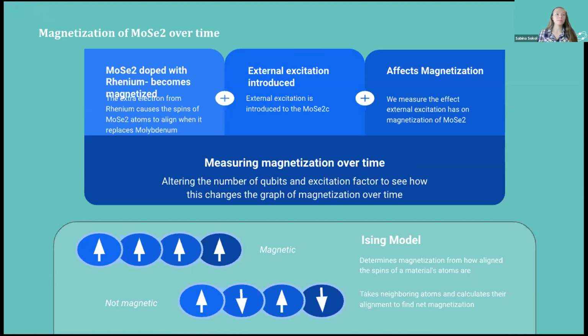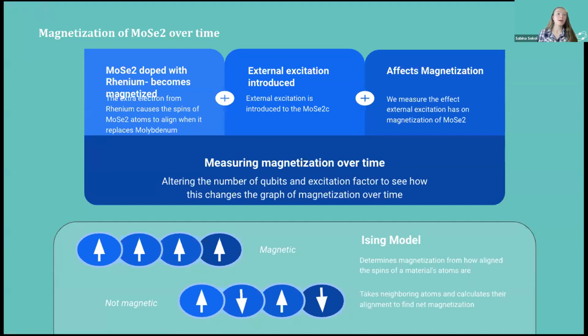of our material. So we created a Hamiltonian, or a representation of the total energy of the system, using an Ising model, which determines magnetization by taking the nearest neighbors of each atom and determining how aligned their spins are. So I'll pick an atom in the spin chain and look left and be like, hey, what's your spin? And I'll look right and be like, hey, what's your spin? And then use that to determine magnetization.